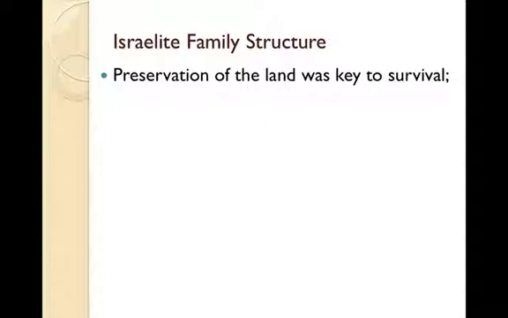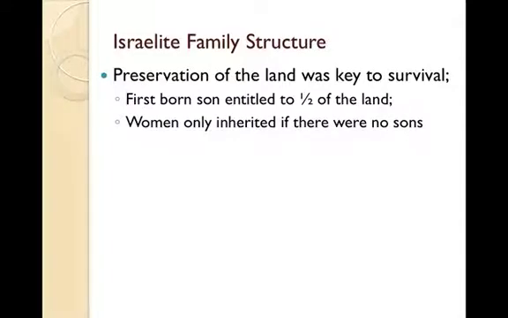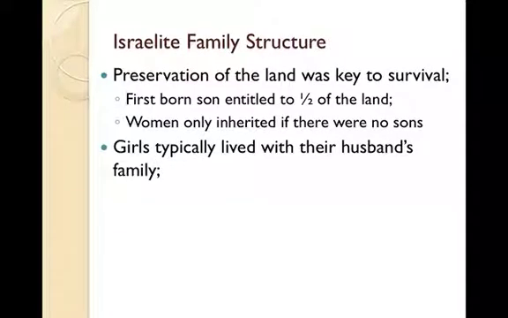As I mentioned, preservation of the land was key to survival. If you don't have any land, you don't have any food. It's important to note that the firstborn son was entitled to half the land as inheritance. So sons that came along later probably had to find other ways of making a living, or were just very attached to the firstborn son in order to survive. And obviously, the firstborn son, when his father died, would probably be the new person to lead the household. Women only inherited if there were no sons, so I don't know how often that actually happened.